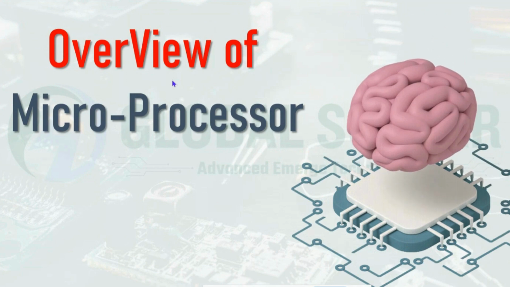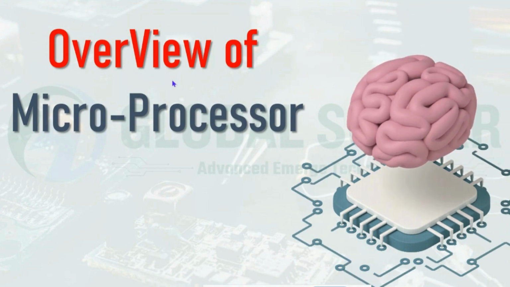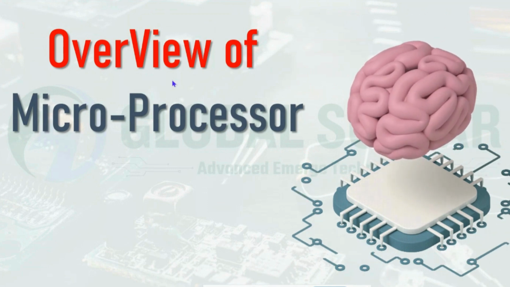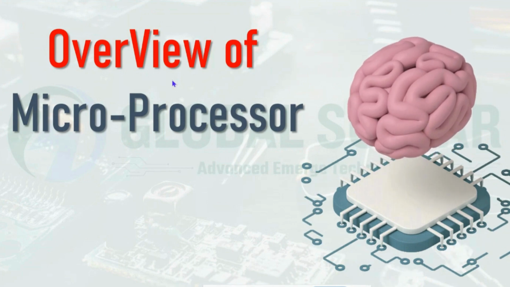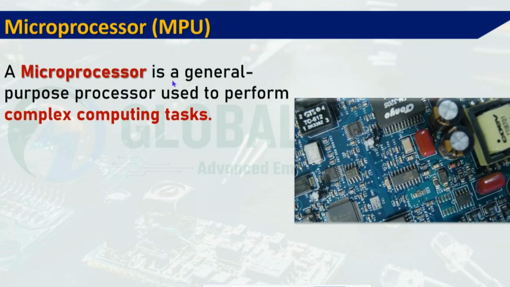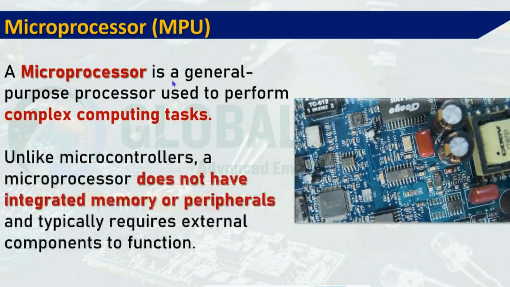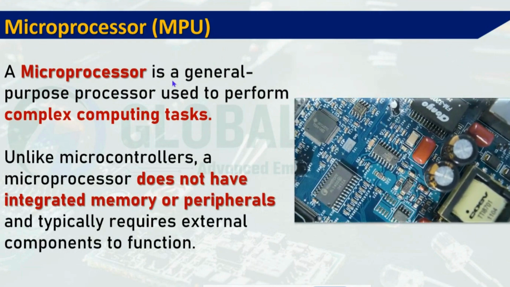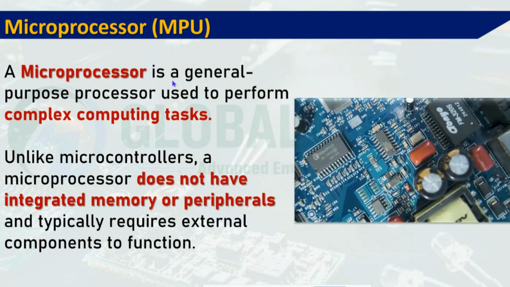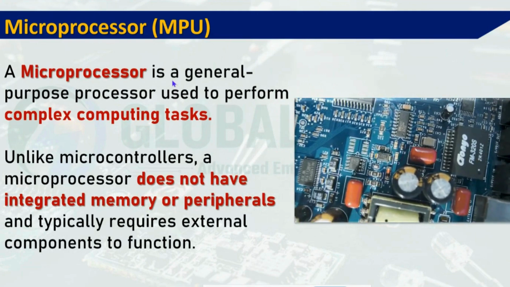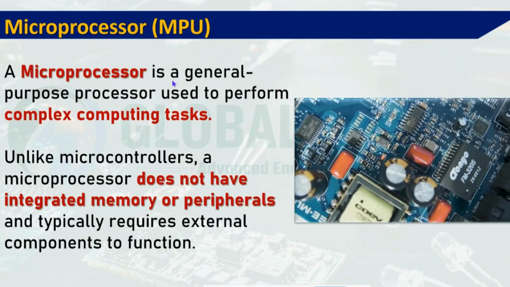The microprocessor is the part that acts as a brain, where most of the data from the inputs and outputs that we receive will be processed. The microprocessor is a general purpose processor used to perform complex computing tasks. Specifically, it doesn't have any internal memory or peripherals. Usually, a microcontroller has internal peripherals and memories, but microprocessors don't. It can only process the data whenever the data is received.